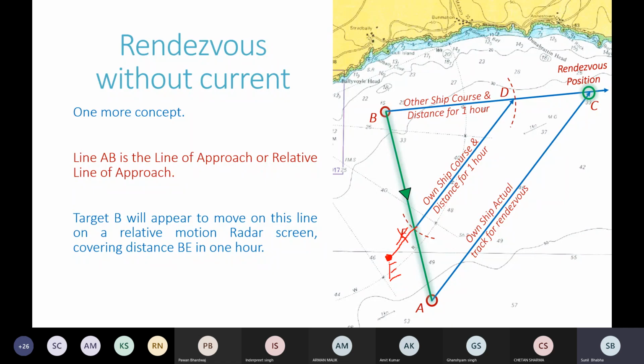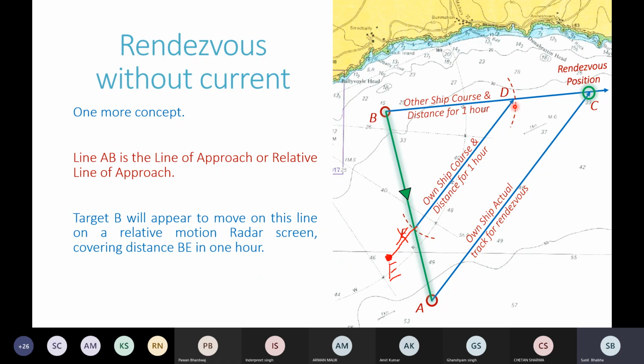So what I have done is I have drawn the other ship course and speed vector, and where this vector has ended, that is at point D, I have drawn my ship's course and speed vector in reverse. These were the two items which were given to me, so I have plotted them following the same concept on my plot.